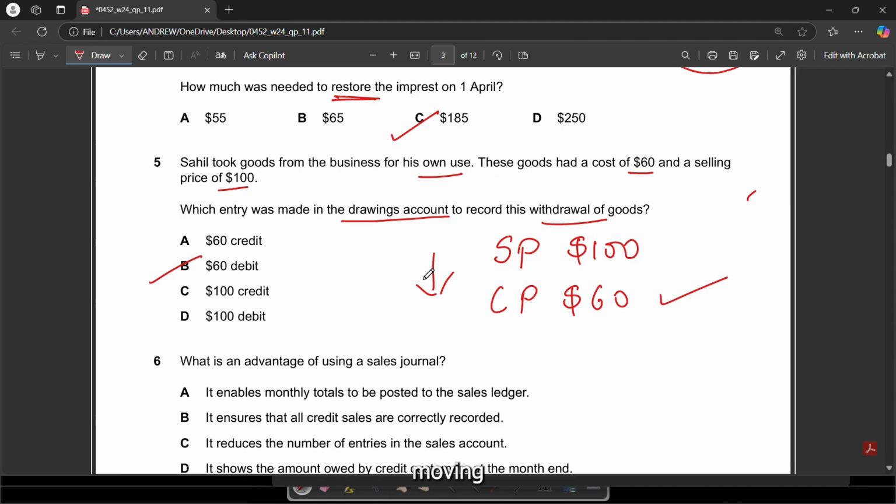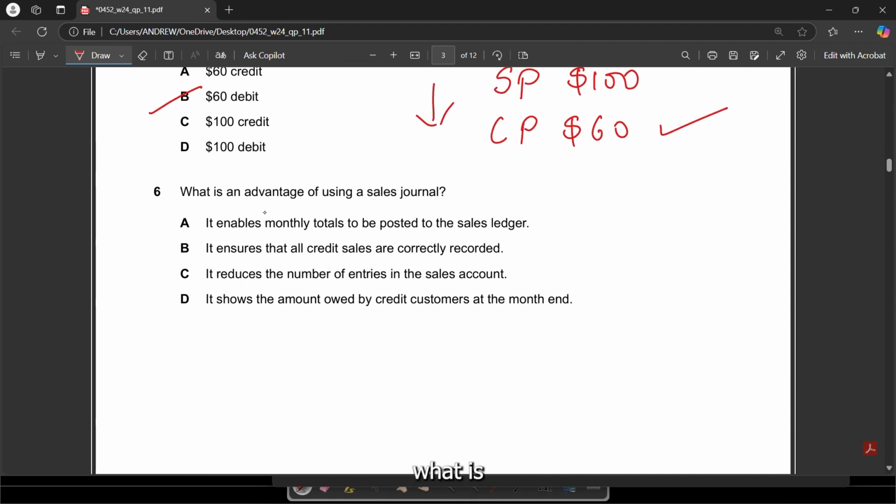Now moving ahead with the sixth question. What is an advantage of using a sales journal? Sales journal, understand, it enables the monthly totals to be posted to the sales ledger.